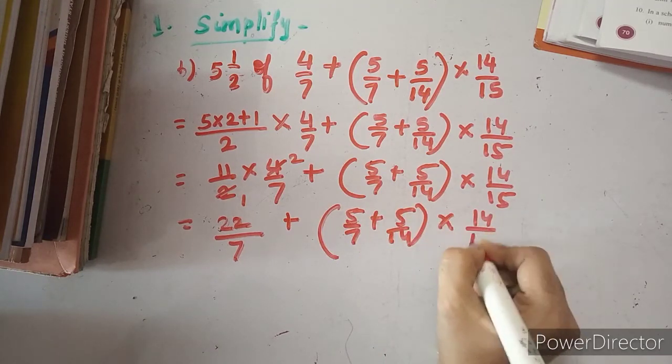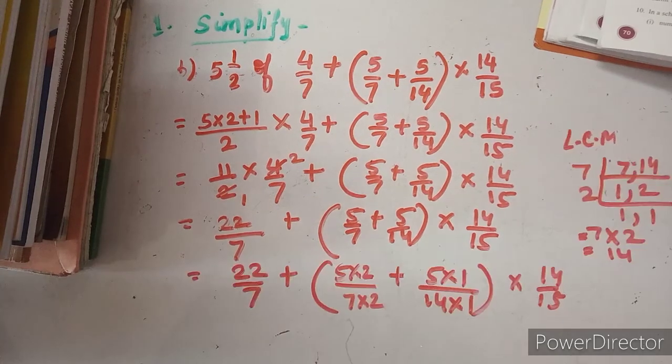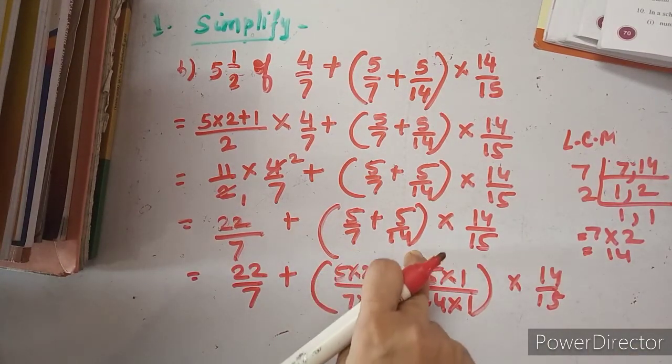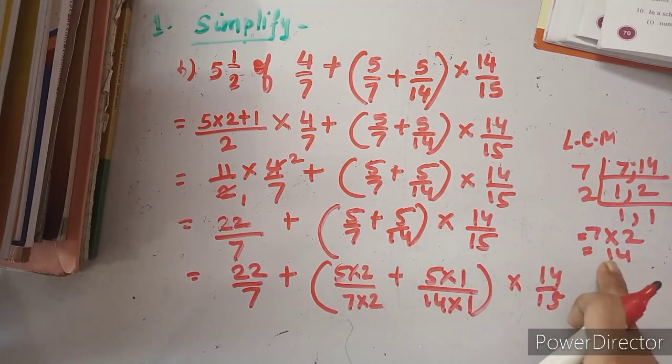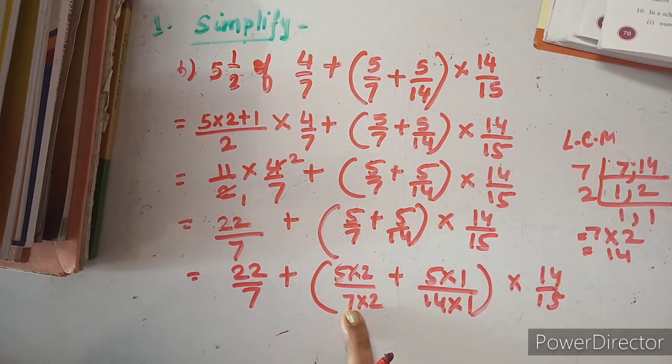And again the product, that is 14 upon 15. So now we will first solve the bracket. Now see, the next step is to take out the LCM of 7 and 14. You have seen I have taken out the LCM of 7 and 14, that is your 14. So again you need to make the denominator the common one, that is 14.